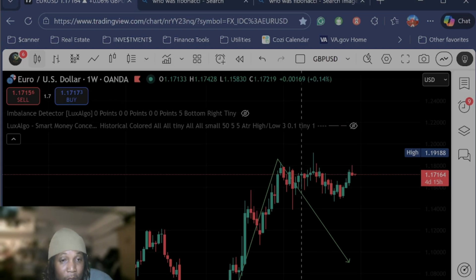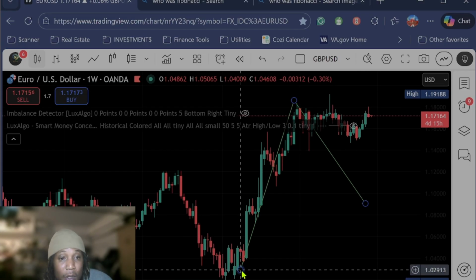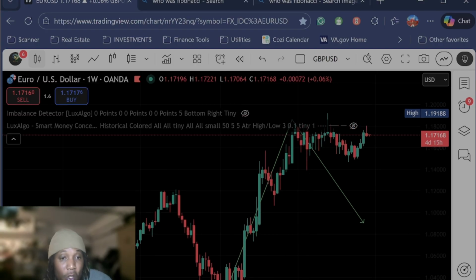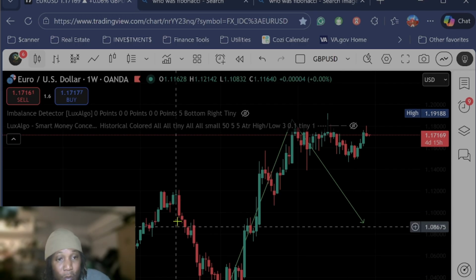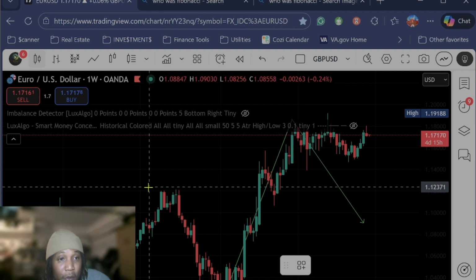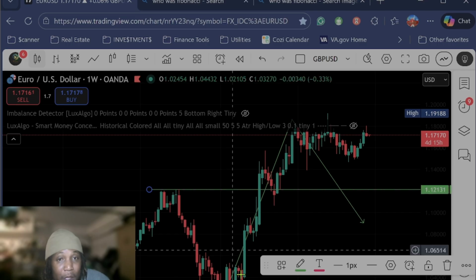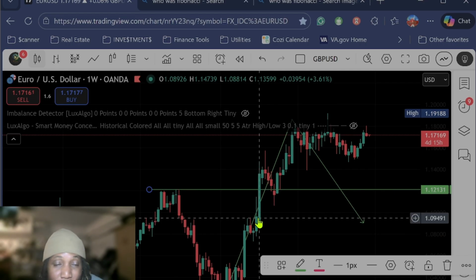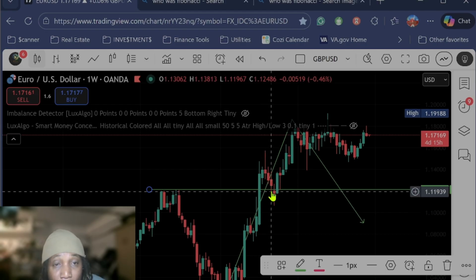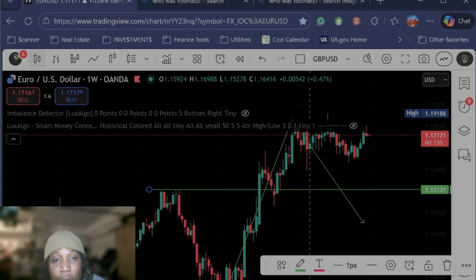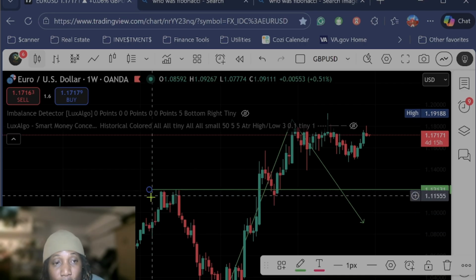right? Let me adjust this. So let's bring this down a little bit further, right? So you see this move right here? This move broke this high right here. So before anything that was going on, this high right here was maintaining its dominance. And then price broke it. And when price broke it, they broke it with this fat, juicy, big candle, right? So price broke.